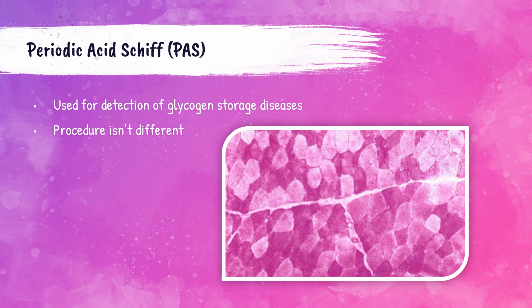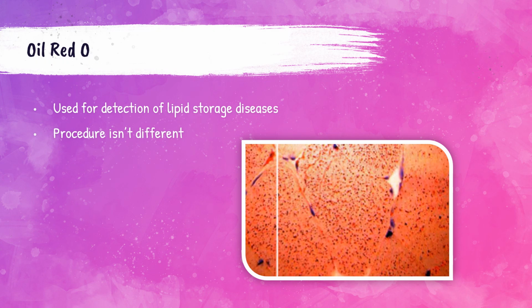This photo shows a frozen section of a normal muscle that has been stained with the PAS technique. The normal checkerboard pattern of fiber types can be seen in this photo. The oil red O stain is used for the detection of lipid storage disease. Again, we've already talked about the oil red O stain in previous lectures, and the procedure isn't any different when it's used for staining muscles. This photo shows a frozen section of a normal muscle that has been stained with this technique.